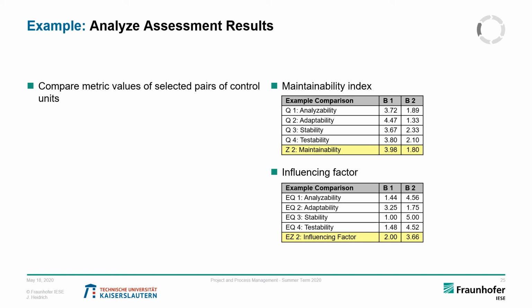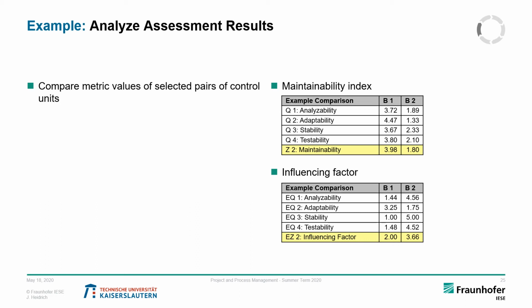So these are the analysis results. We are walking further in the QIP to the analysis stage. On the right-hand side, you can see the maintainability index on the top levels. So regarding the 4 quality aspects of interest: analyzability, adaptability, stability, and testability, and the overall score for the maintainability. And on the lower right-hand side, you see the influencing factor index for all variation factors.